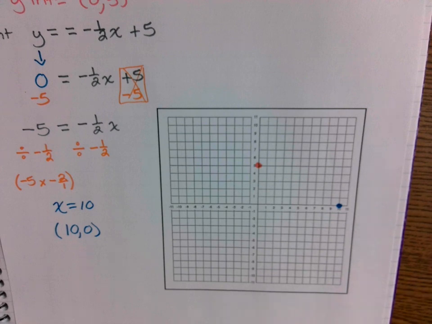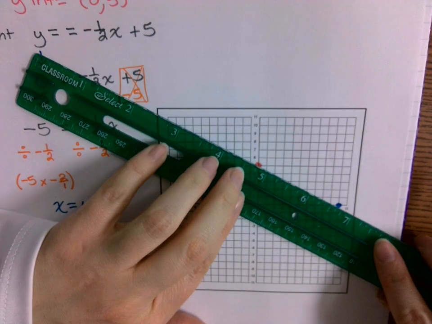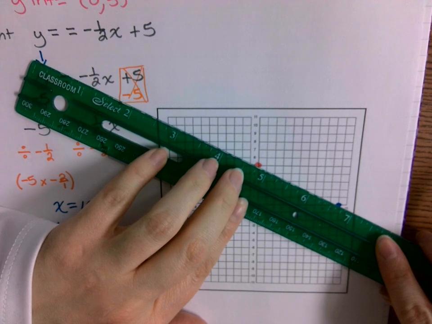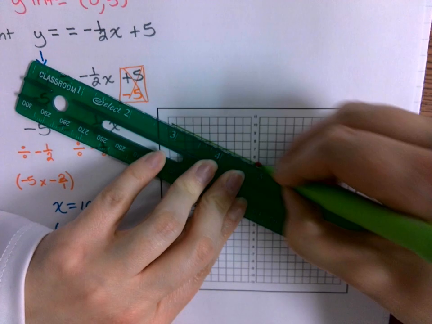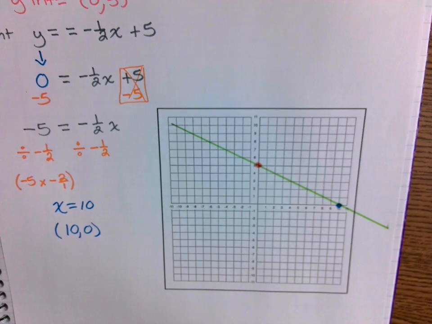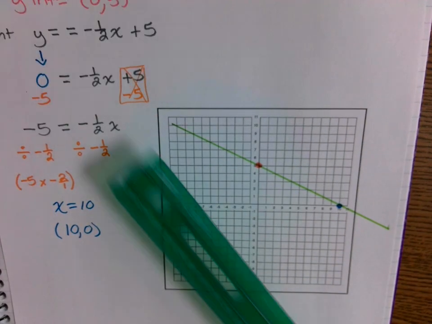Is it positive, negative, 0, or undefined? Omar? Negative. It is a negative slope. We don't even have to look at this. We can just look at the picture, and that's graphed as a negative slope.